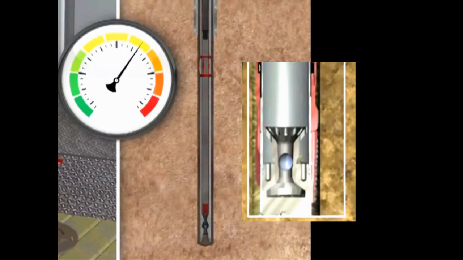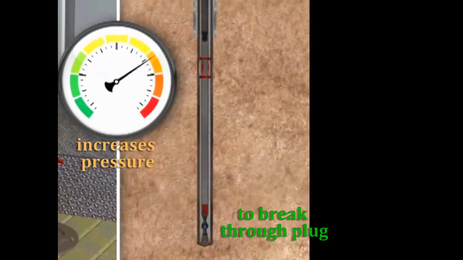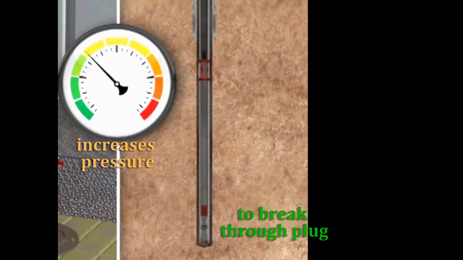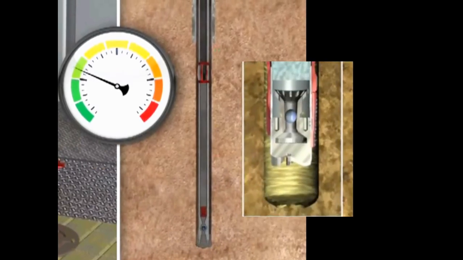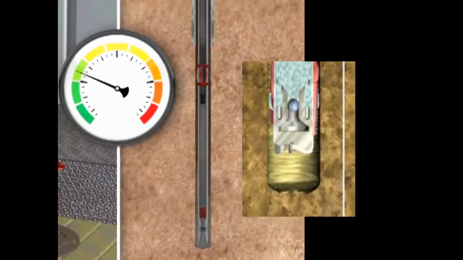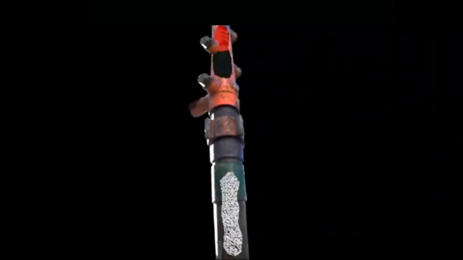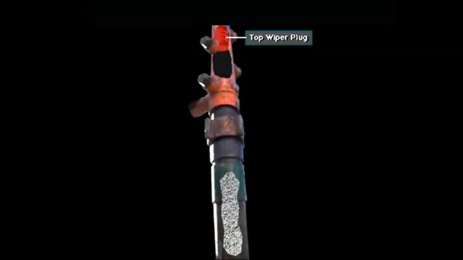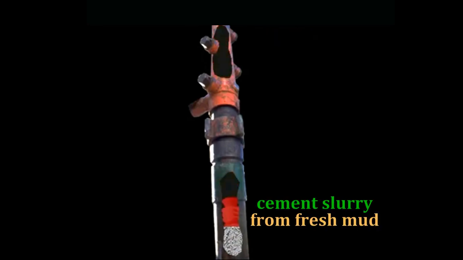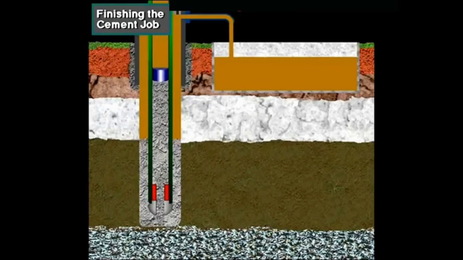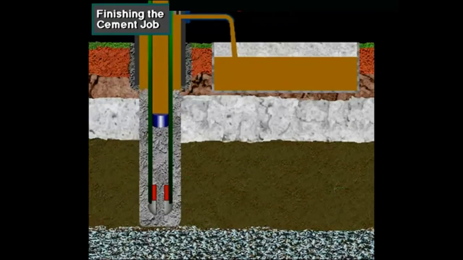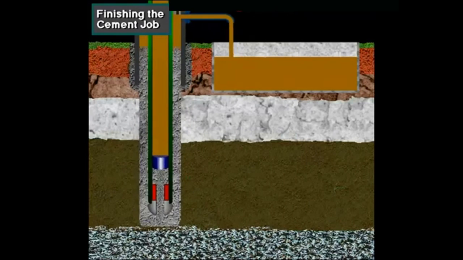Once in place, the driller slightly increases the well pressure to break through this rupture plug. Once the plug is broken, the cement slurry displaces the existing mud in the annulus. When adequate cement has been pumped, a second plug, called a seal plug, is then inserted. This seal plug serves to separate the cement slurry from the fresh mud that follows. Finally, the cement slurry is displaced out of the casing into the annulus.